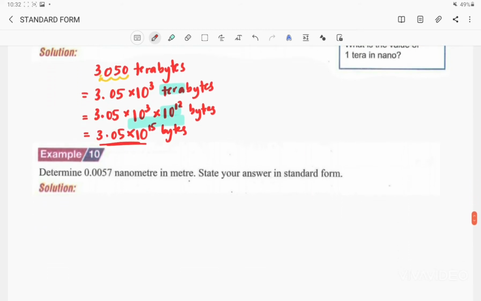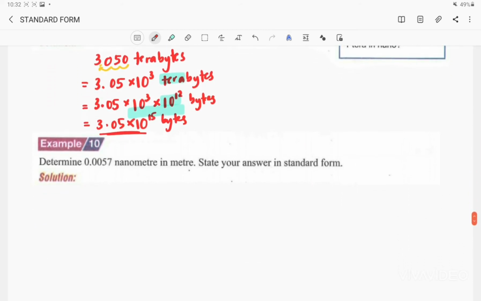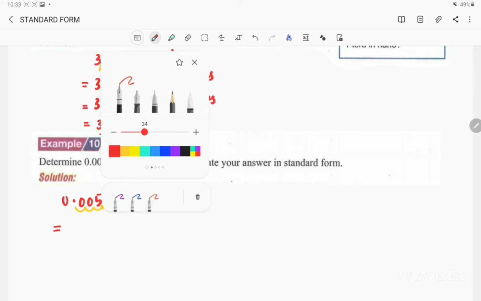Now look at example 10. Determine 0.0057 nanometer. Sekarang dia bagi nanometer, nak tukar kepada meter. Kita tukar dulu the single number into standard form. So akan jadi berapa decimal places yang kita ubah kat sini? 1, 2, 3. Kita ubah 3.